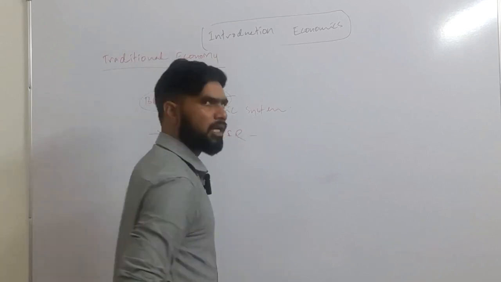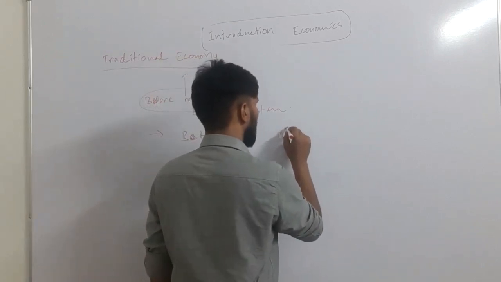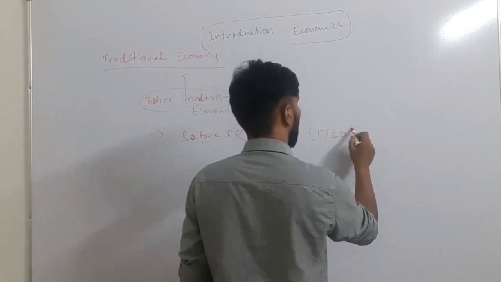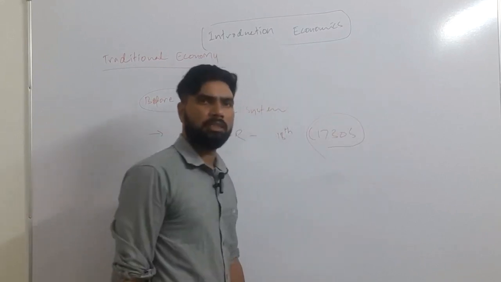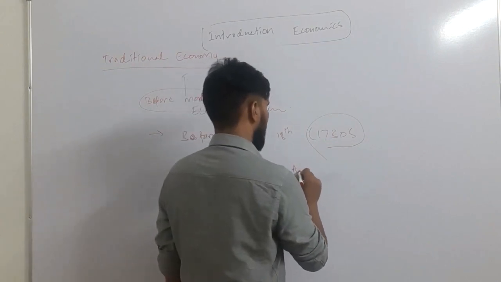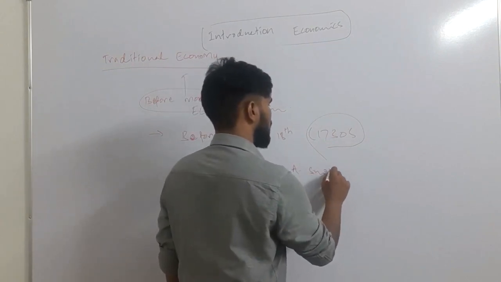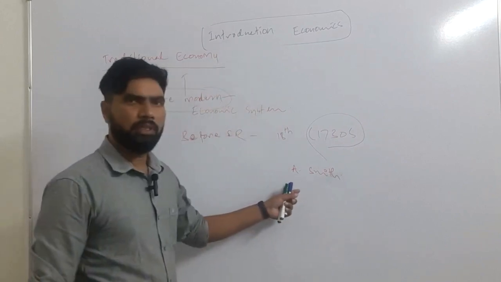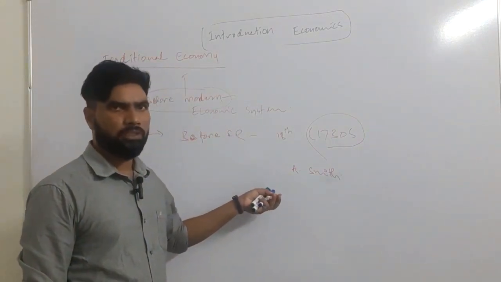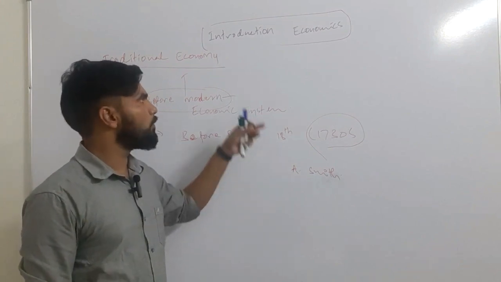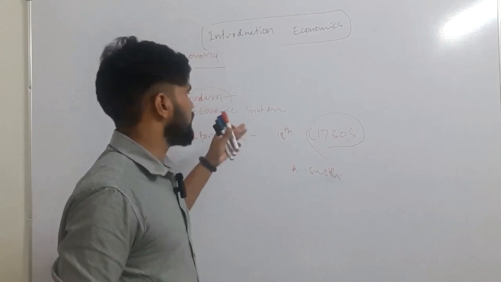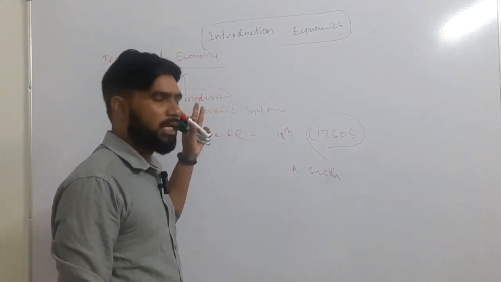When did the industrial revolution occur? Approximately in the 18th century, around the 1730s onwards, the industrial revolution began. Adam Smith was considered the father of economics. He wrote a book called Wealth of Nations. So whatever economic system was present before that, we can say that is a traditional economy.